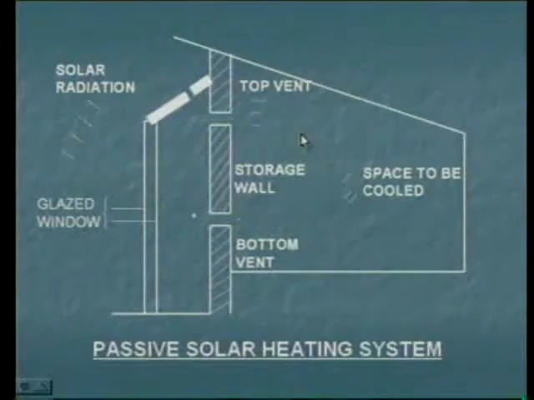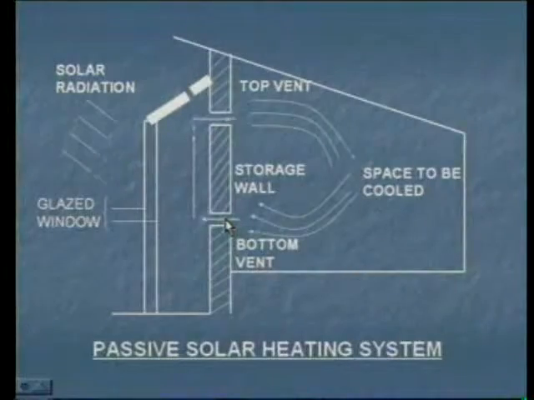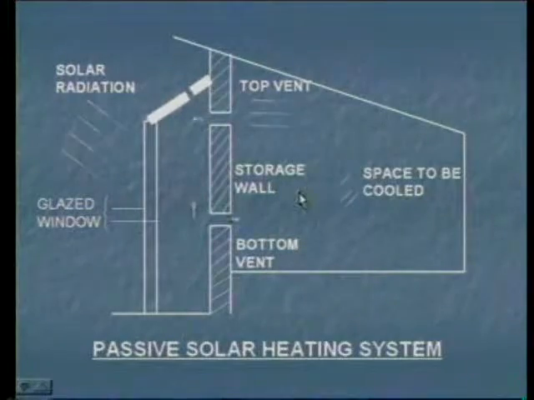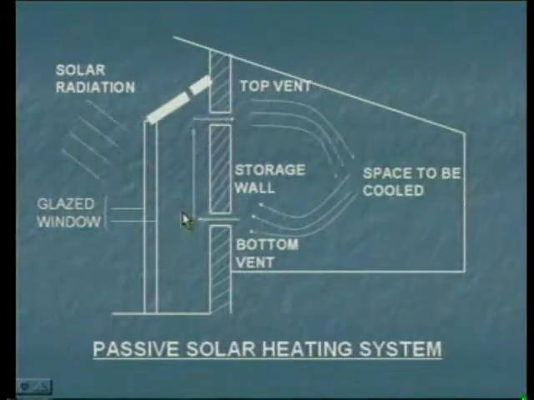We know that low temperature air, because of density difference, moves down. This air will move out through the bottom vent and come in contact with the glazed window. The glazed window is absorbing the solar radiation, so the temperature of the air will be increased. That air will move through the top vent into the room. So here there is no separate mechanism. The medium which heats the space directly comes in contact with the glazed window. That's why we call it a passive solar heating system.